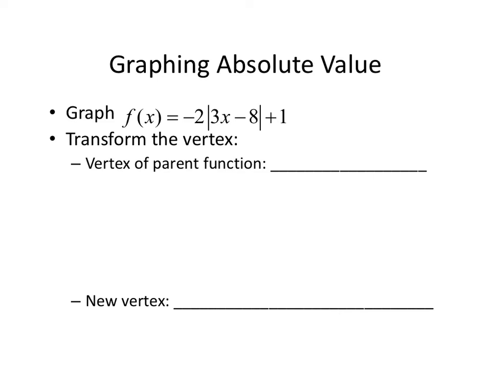One way to graph absolute value functions is by using transformations, and I'm going to do it here using the equation. The first most important point that we need to transform is the vertex. On the parent function, y equals absolute value of x, we know that the vertex is 0, 0.